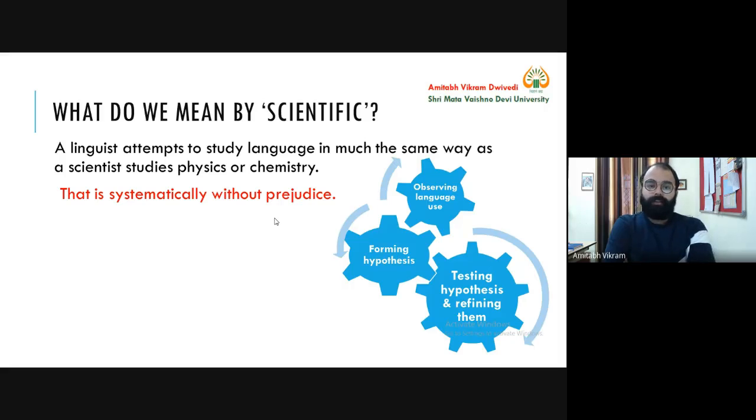And we discussed in detail what we mean by to study something scientifically, and we know that scientifically is also related to something that is systematic and without any prejudice. We have seen the difference between subjectivity and objectivity, and how objectivity is related to linguistics.